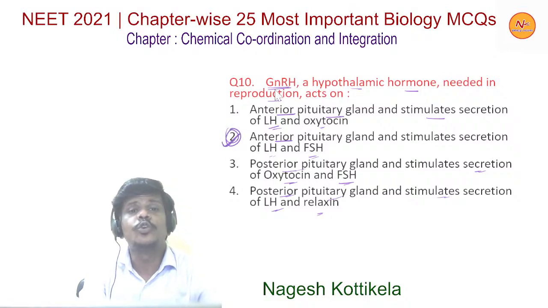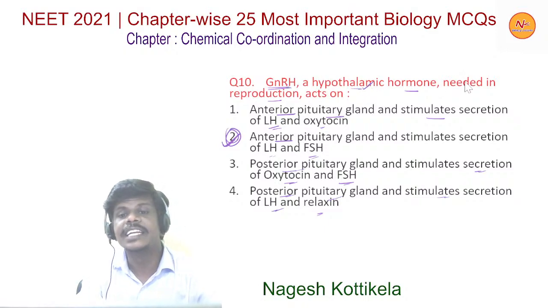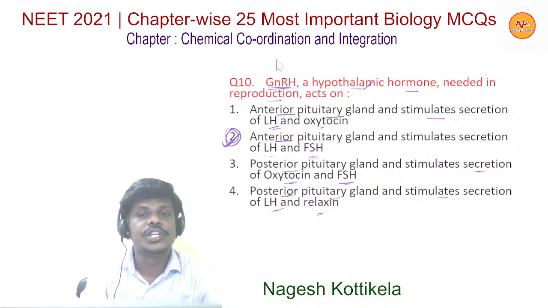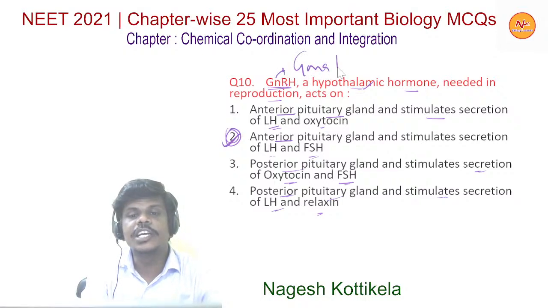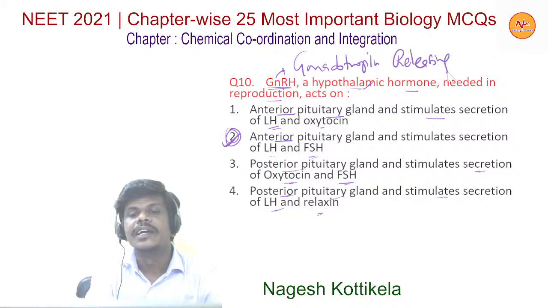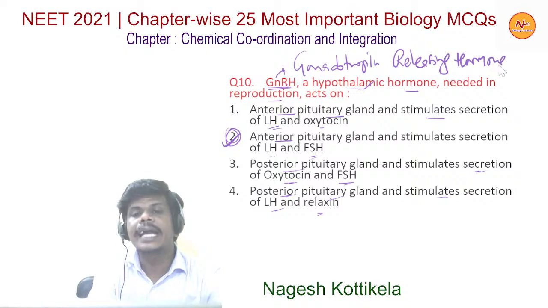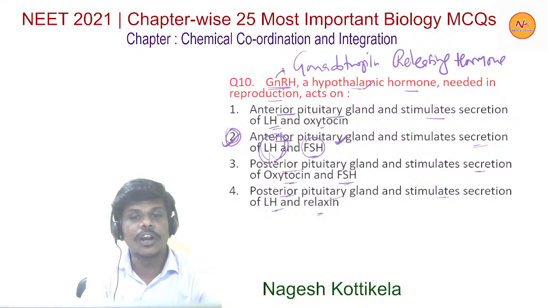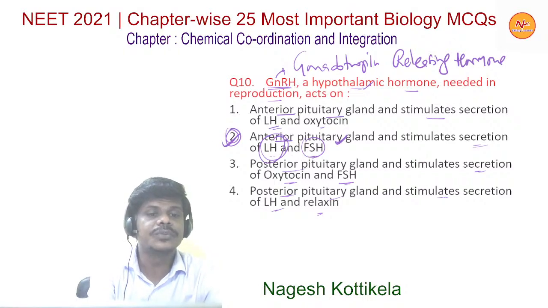Gonadotropin releasing hormone is a hypothalamic hormone and it is needed in reproduction. This hormone acts on the anterior pituitary gland and stimulates secretion of LH and FSH. LH for luteinizing hormone and FSH for follicle stimulating hormone. Now, moving to the next question.